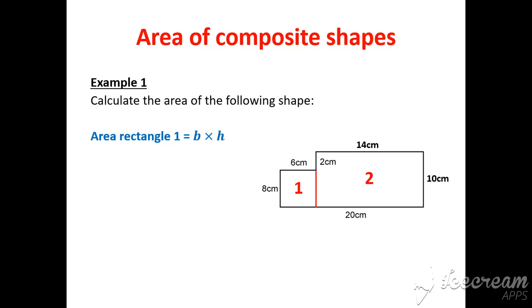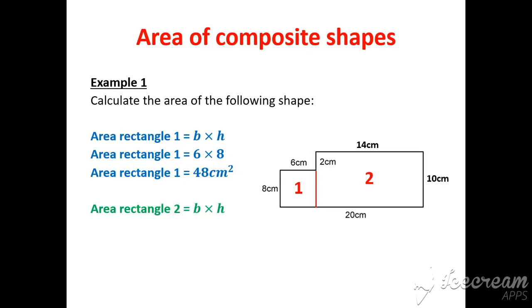I'm going to work out the area of rectangle 1 first. It's just a rectangle and the area rule is base times height. So it's 6 times 8, 48 centimeters squared. Right, now I'm going to move on to rectangle number 2. I've just calculated the base and the height with a little bit of work before I started all this. So the base is 14 and the height is 10. So base times height, 14 times 10 gives me 140 centimeters squared.